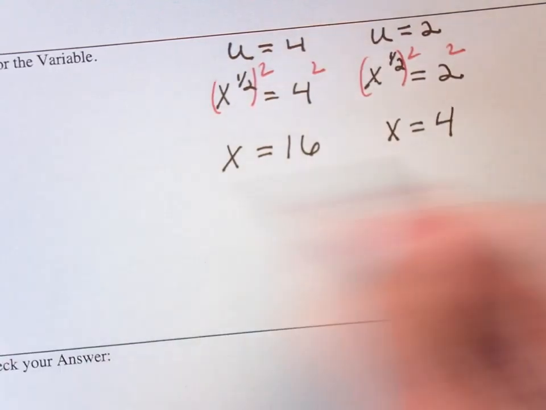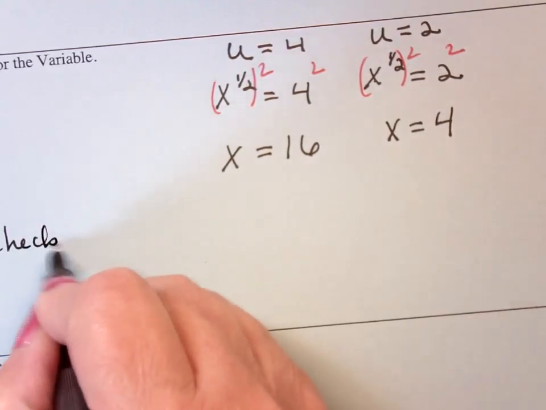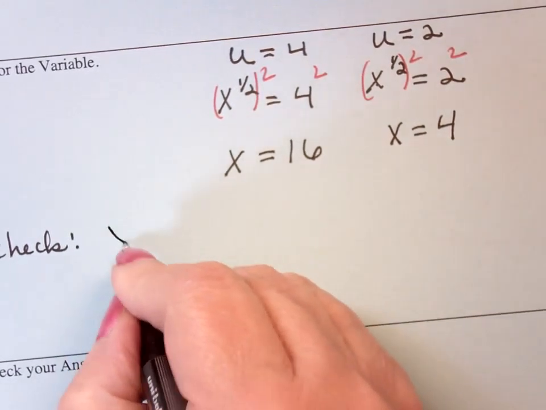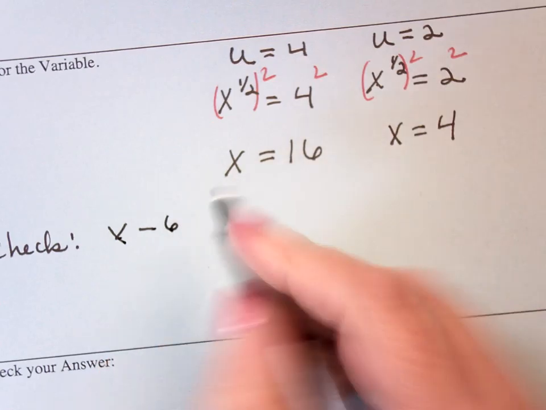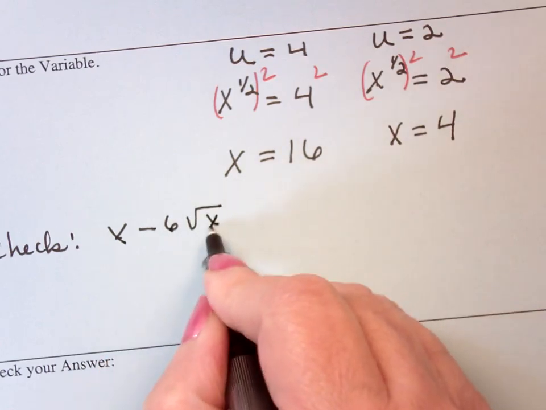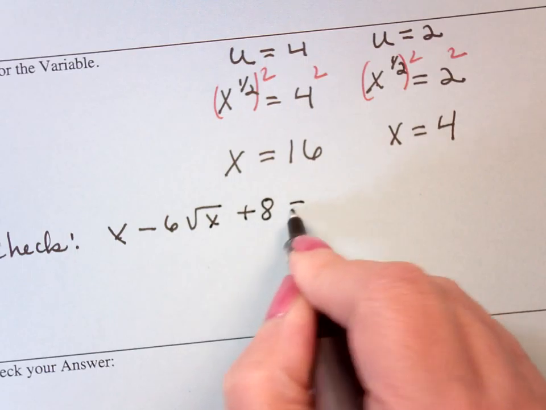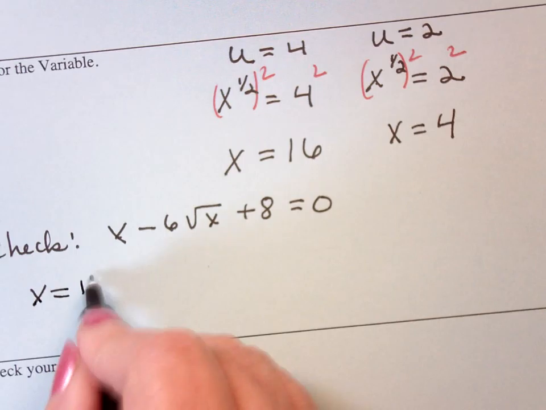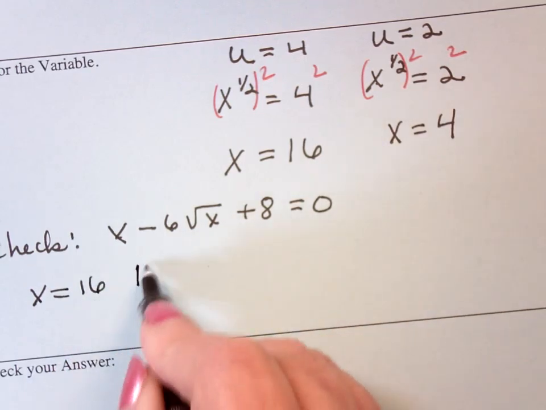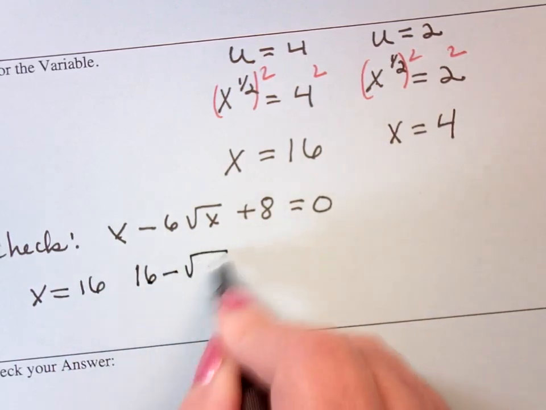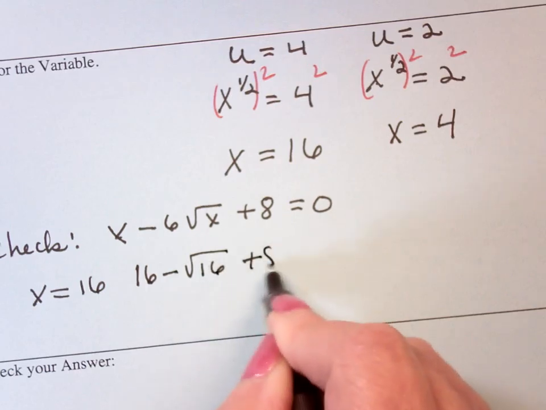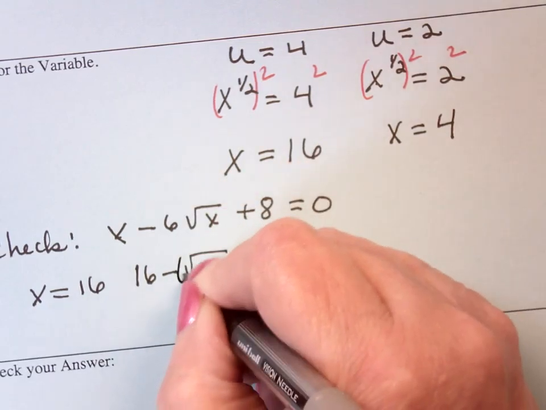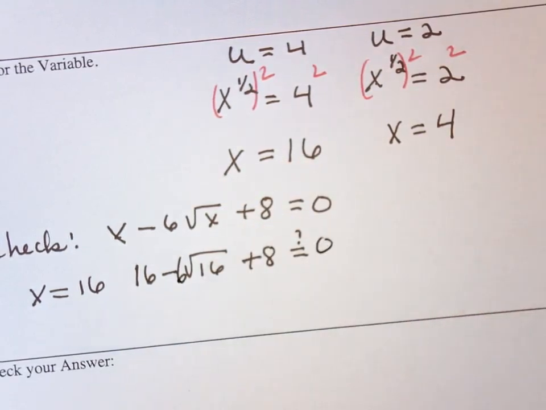I have space up here, so I'm going to start to check here. I go back to the original equation. The original equation is x minus 6x to the 1/2, that's really the square root of x, plus 8 equals 0. So if x equals 16, is it true that 16 minus 6 times the square root of 16 plus 8 is equal to 0?